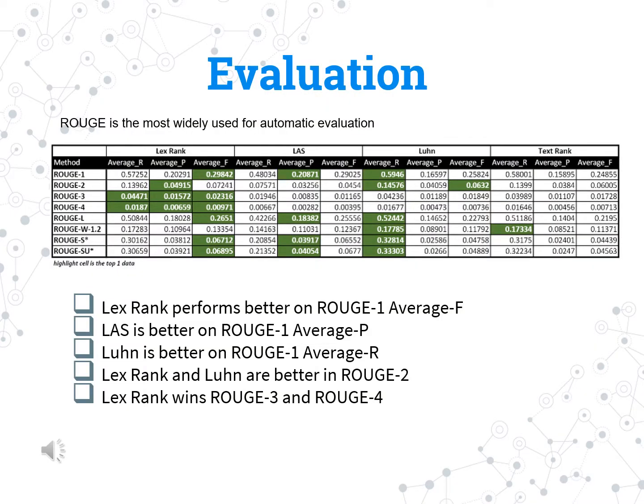ROUGE is the most widely used for automatic evaluation. The test results are that LexRank performs better on ROUGE-1 average F-measure. LSA is better on ROUGE-1 average P. And Luhn is better on ROUGE-1 average R recall. LexRank and ROUGE are better in ROUGE-2. LexRank wins ROUGE-3 and ROUGE-4.